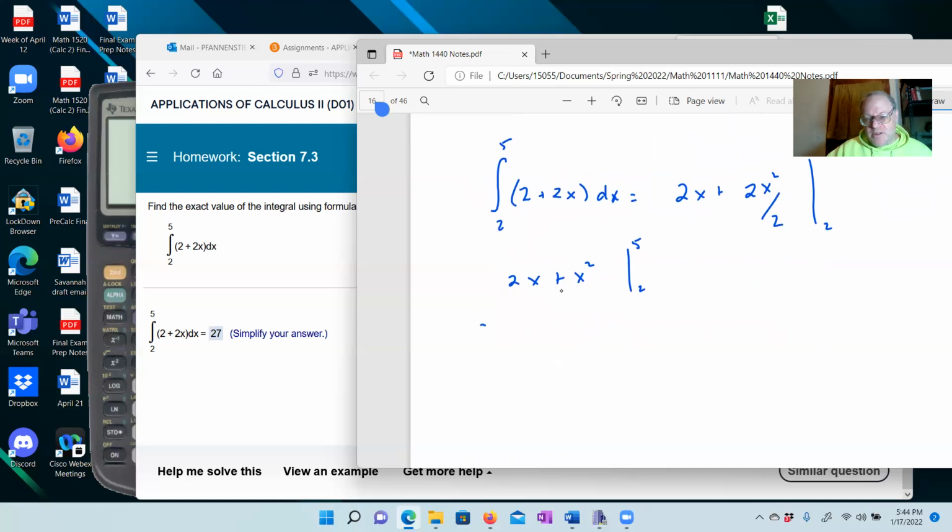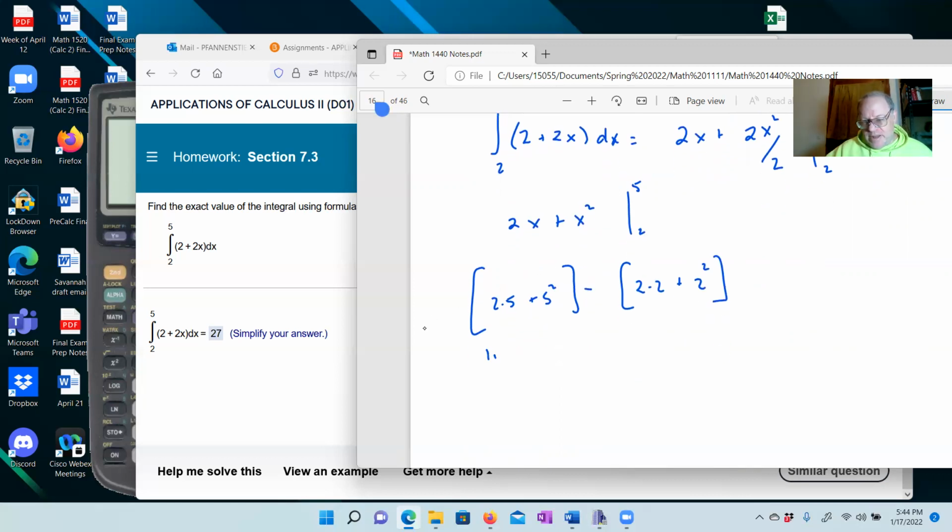So what we're going to have here, 2 times 5 plus 5 squared minus 2 times 2 plus 2 squared. So let's see here, we have 10 plus 25, that's 35, minus, we have 4 plus 4, that's going to be 8. 35 minus 8 is 27. So we got the same thing, we're happy, everybody's good.